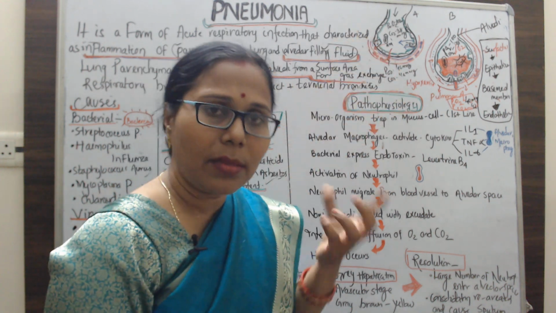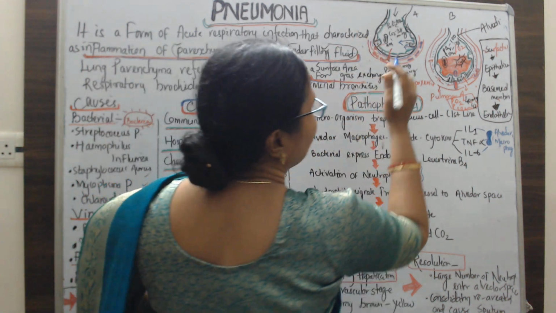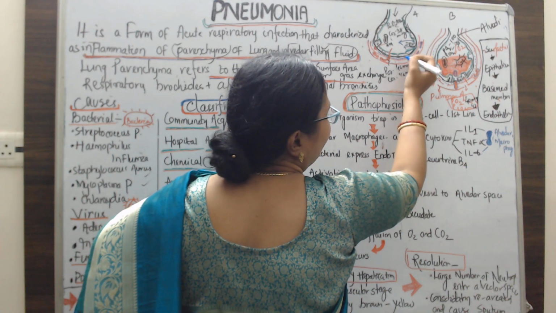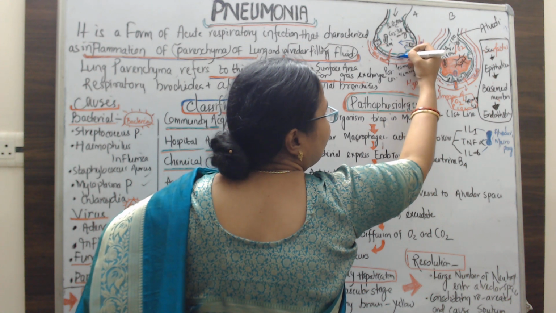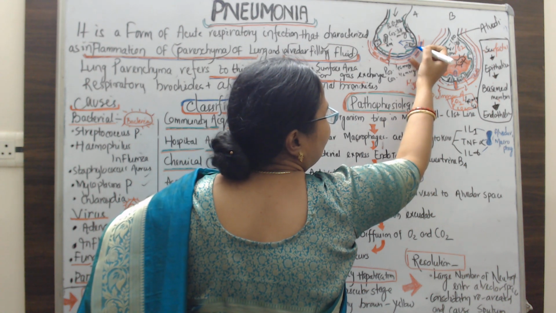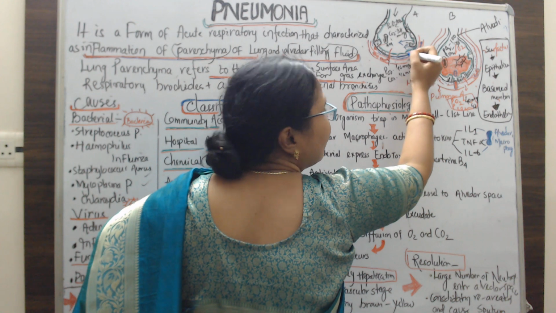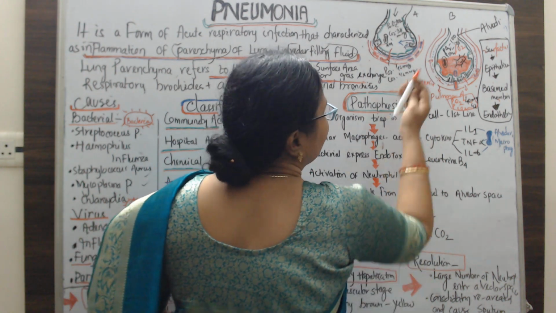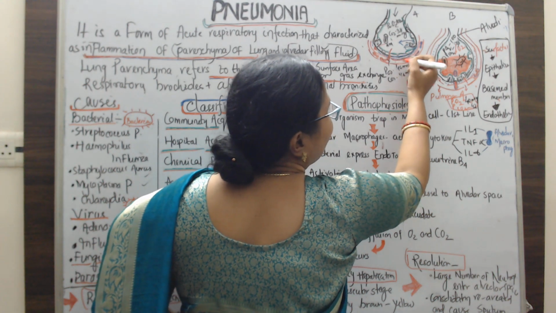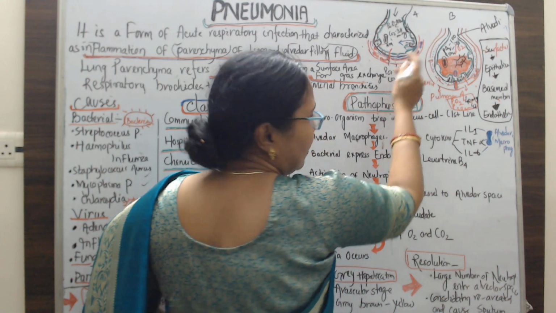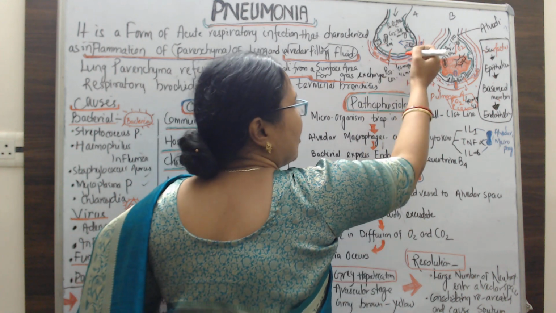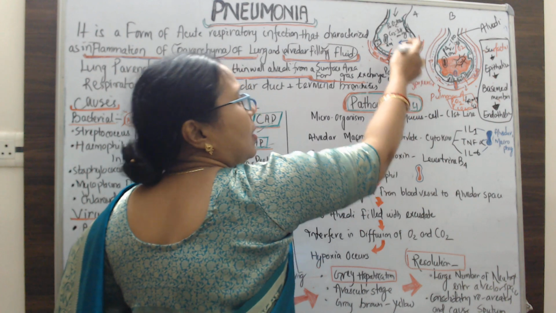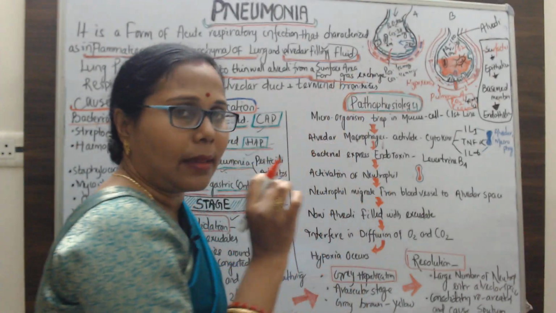That's why diffusion is carried out, and this whole diffusion is carried out across these three layers. There is the thin epithelial wall of the lungs, the endothelial layer of the blood vessels, and in between them a very thin basement membrane. This is also called the blood-air barrier. By this thin layer the gas exchange takes place.